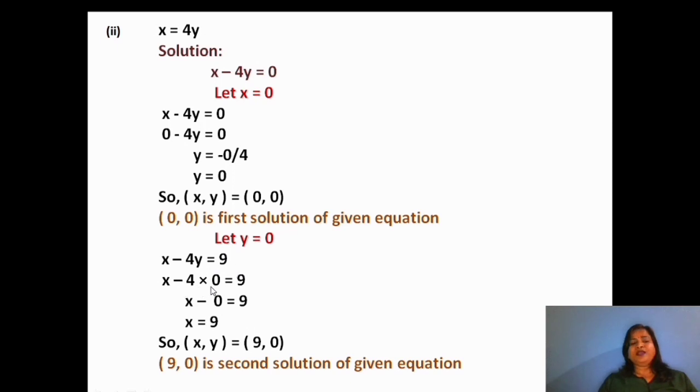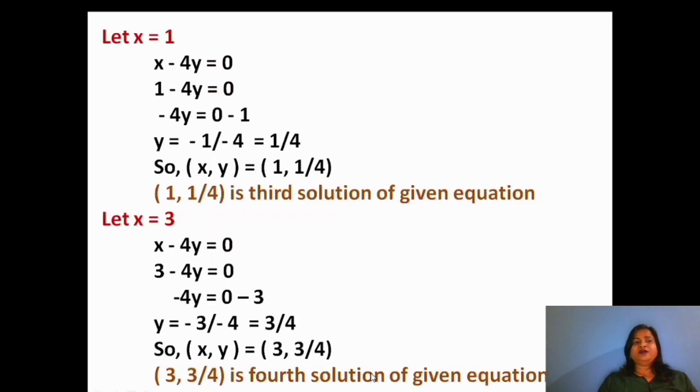x minus 4 multiplied by 0, 0 is the value of y, is equal to 0. x minus 0, because 4 multiplied by 0 is equal to 0. So we have written here x is equal to 0. So the value of x is equal to 0. You can see (x, y) is equal to (0, 0), because 0 is the value of x and 0 is the value of y. (0, 0) is the second solution of the given equation.